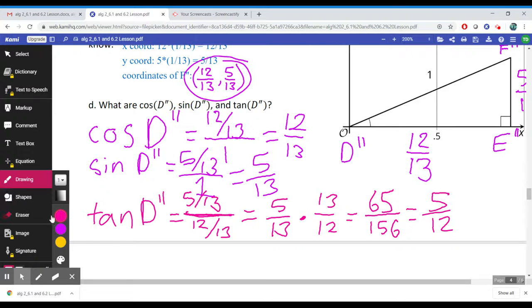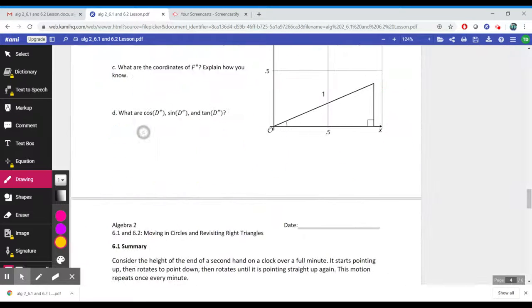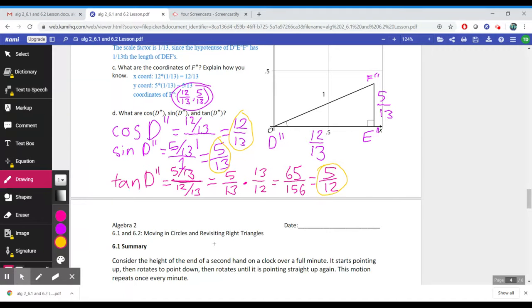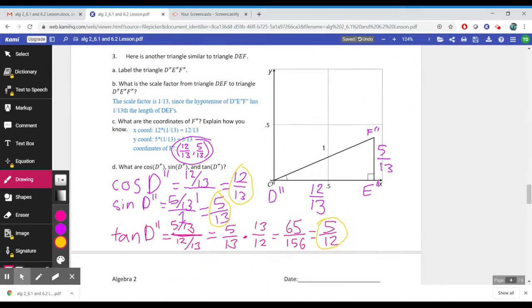So we have our answers. For cosine of d double primed, we got 12/13. For sine of d double primed, we got 5/13. And for tangent of d double primed, we got 5/12. And that concludes it for today's lesson.